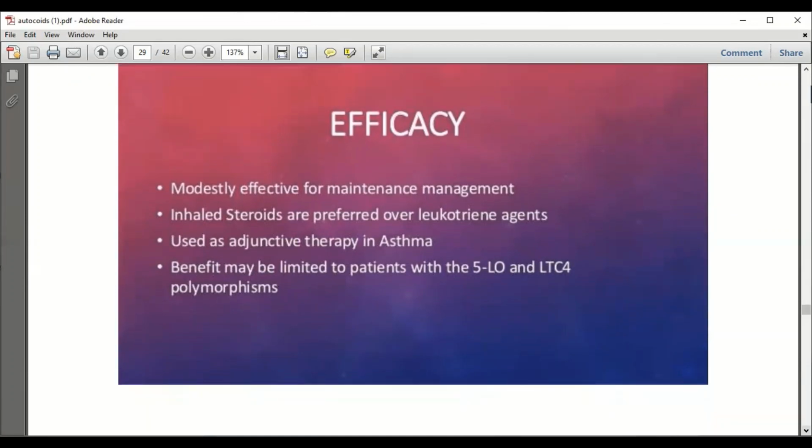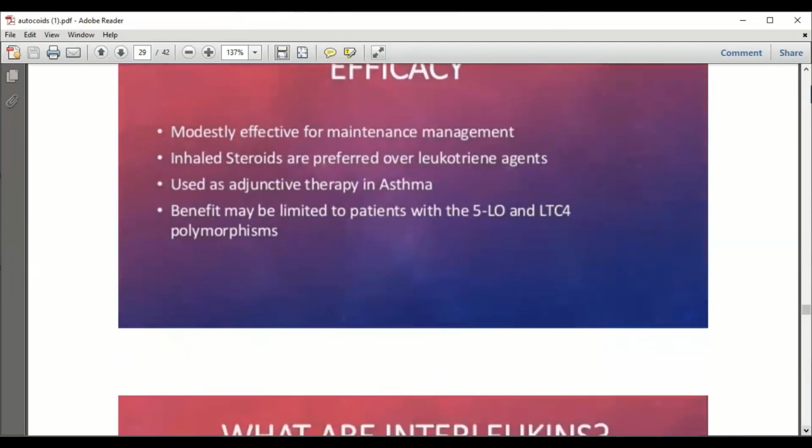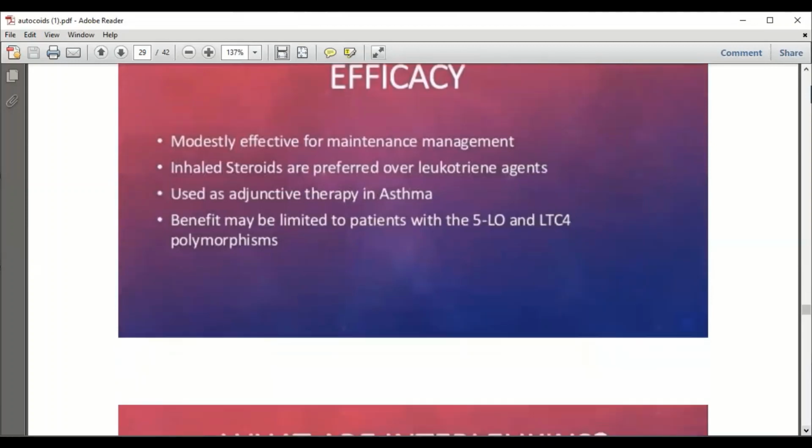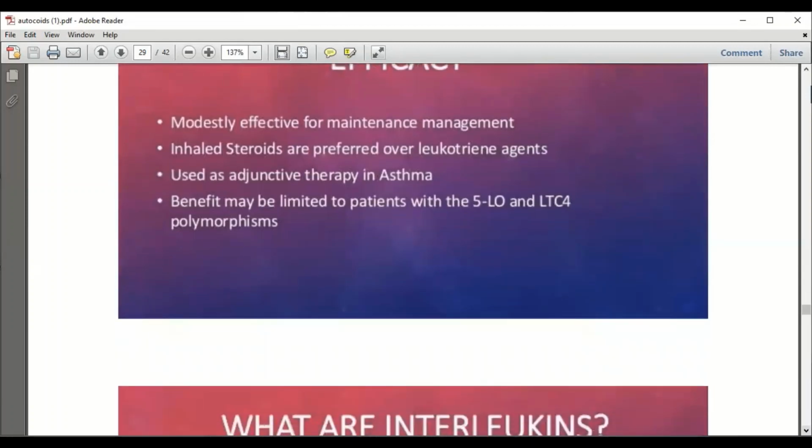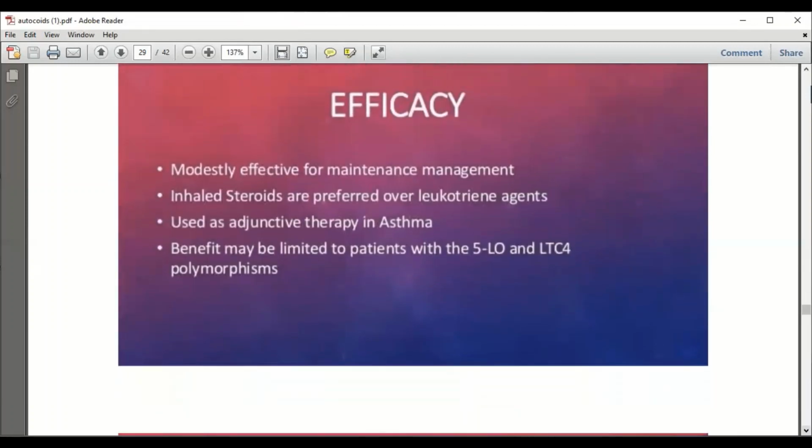The next topic will be about interleukins.